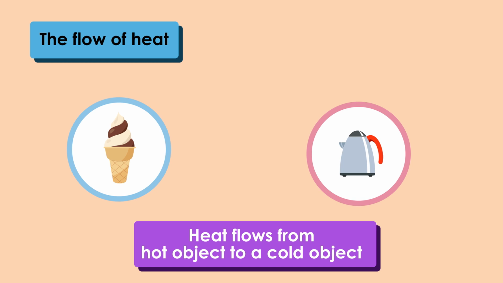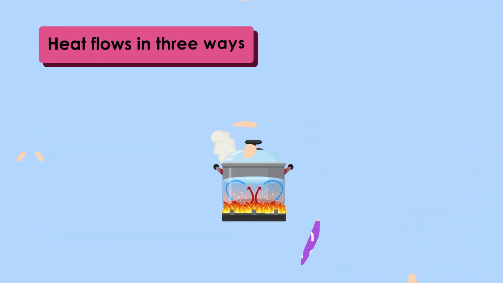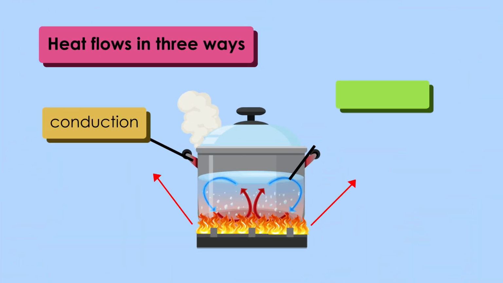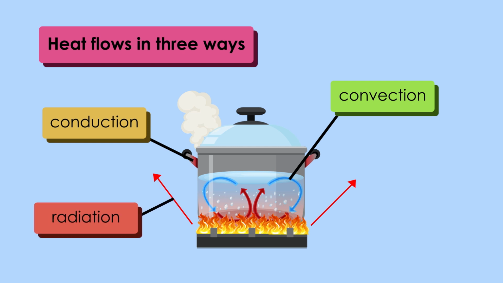Pupils, do you know how heat flows? Heat flows in three ways, which are conduction, convection, and radiation. Let us study the slides after this to understand these three ways of heat flow.